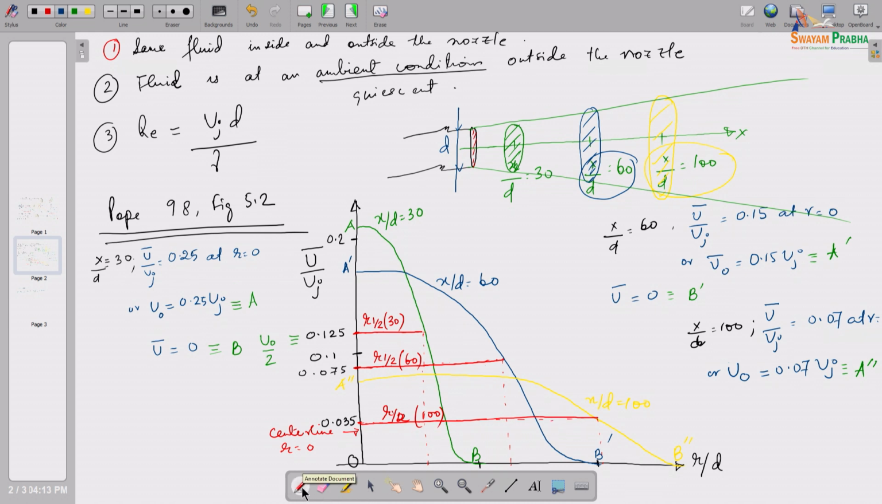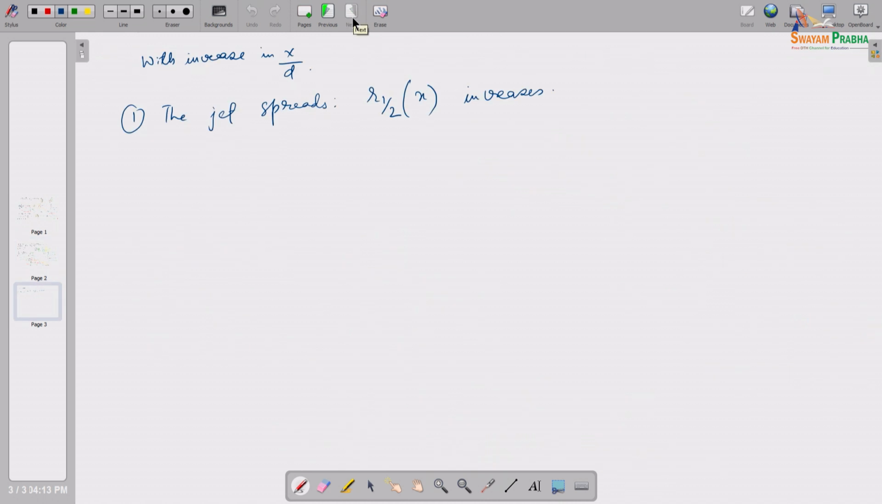Okay. Now, the next thing, what else do we see, right? When I look at this center line velocity, the question is, how is the center line velocity behaving, because my r half will depend on that. Okay. Now, if you see at x by d of 30, the center line velocity is located at the point A, at x by d of 60 it is located at A dash, which is less, and at 100 it is located at A double dash, which means that the jet is also decaying. The jet is also decaying, in the sense the central line velocity is decreasing with the increase in x. Right? Is that a fair thing to write? So, the jet decays because the central line velocity u naught decreases with increase in x.